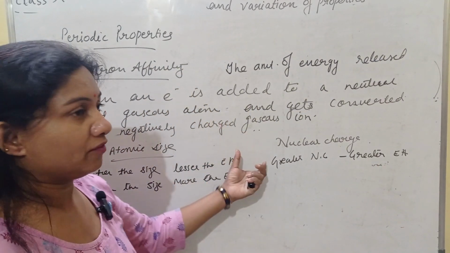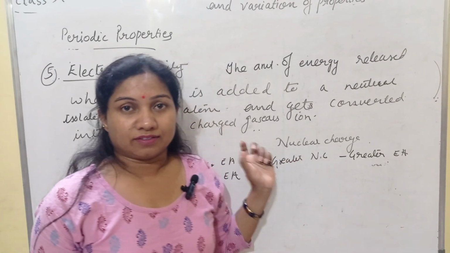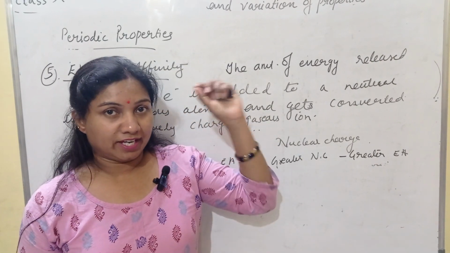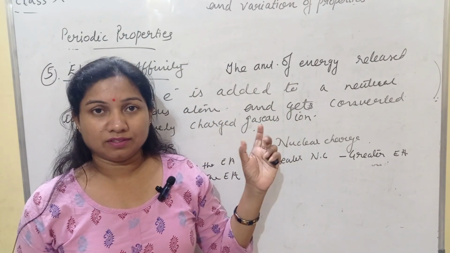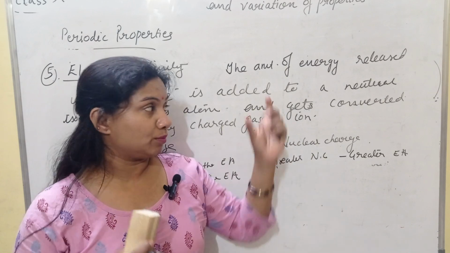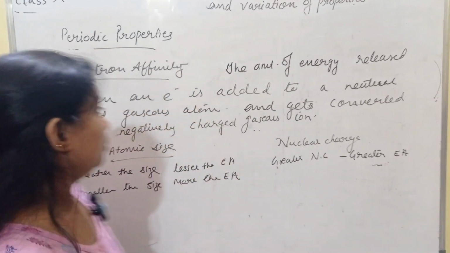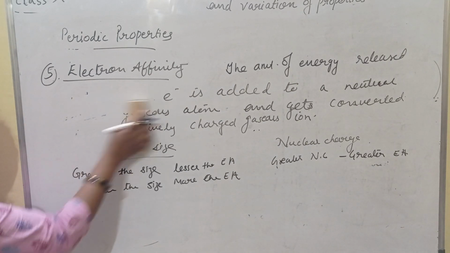So it will become more clear when we see the trends in these properties. When we take examples from the periodic table, group wise and period wise, then these properties will be more clear to you. And the last one is electronegativity.